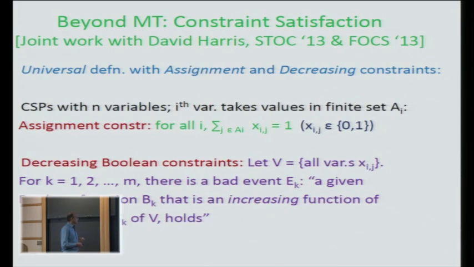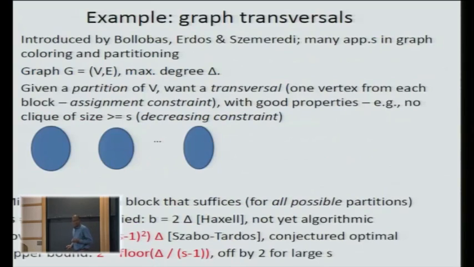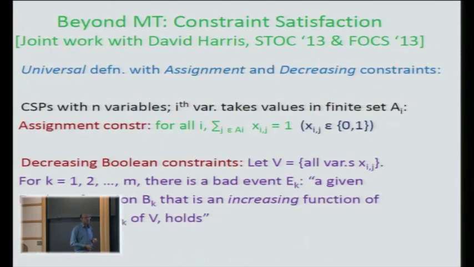And then you have one bad event for each k running from 1 to m. The complement of the constraint corresponds to the kth constraint, and this bad event is that some particular increasing function b_k, some function only of some subset, and without loss of generality you can assume it's increasing, this particular increasing function is true. In other words, your constraints are all decreasing Boolean constraints, right? And you want sufficient conditions under which this integer program is satisfiable.